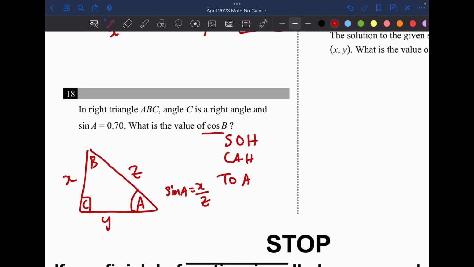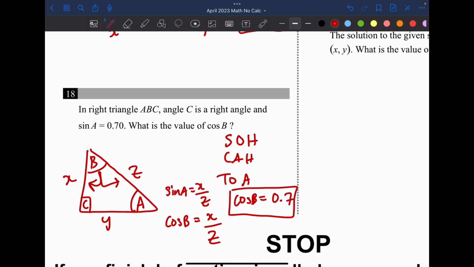And then what is the value of cosine B? Let's find that. Cosine B would be equal to adjacent over hypotenuse, which is also equal to x over z. So cosine B is equal to x over z. Since these are the exact same thing, that means sine A and cosine B are the exact same. That means cosine B must be equal to 0.7. So the trick in this question wasn't finding what cosine B is. It was noticing that cosine B and sine A are the exact same. Because once you notice that, you already have sine A. That means you can just say that cosine B is the exact same thing.